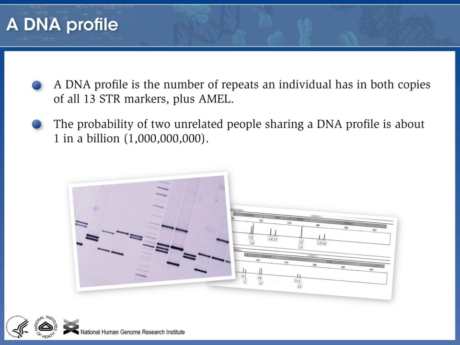So a DNA profile now is 13 STR markers or more, actually. And the probability of two unrelated people sharing a DNA profile at all 13 spots is, what is that? A billion? Yeah, 1 billion. Actually, it's better now. It's not just 13.